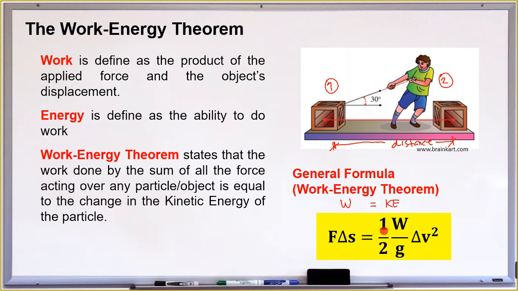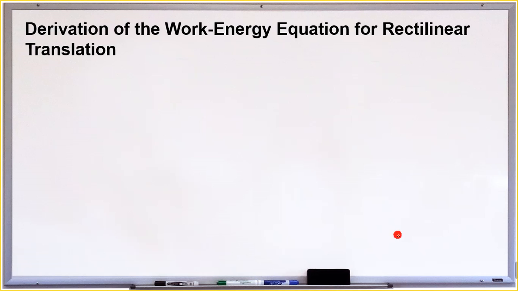So that is why we have here 1/2 wg delta v square. This is a famous formula for kinetic energy, that is 1/2 times the mass and the square of its velocity. Okay, so don't forget about this one.